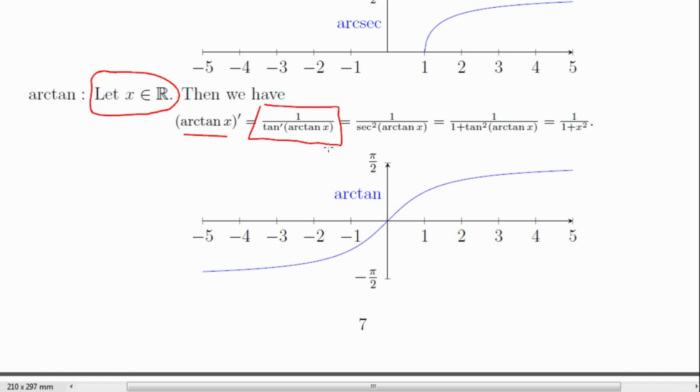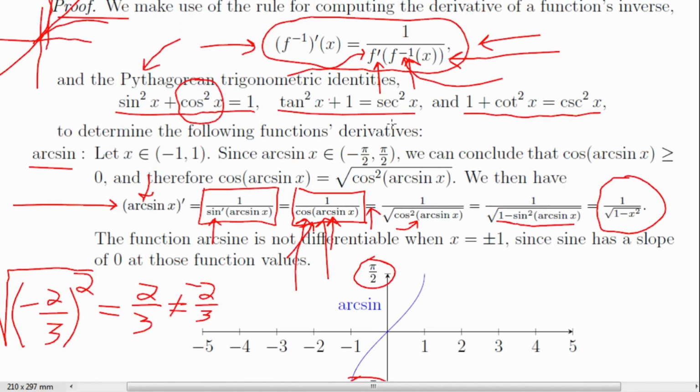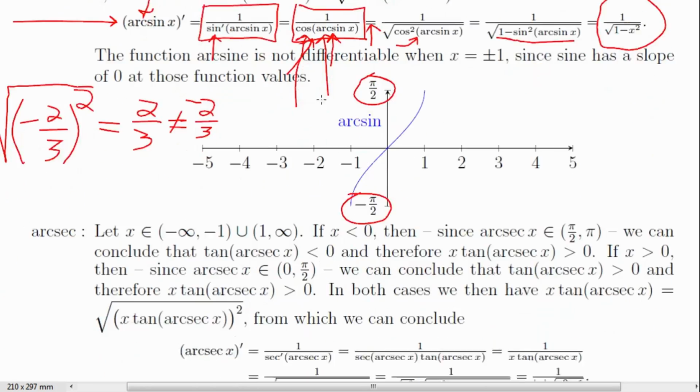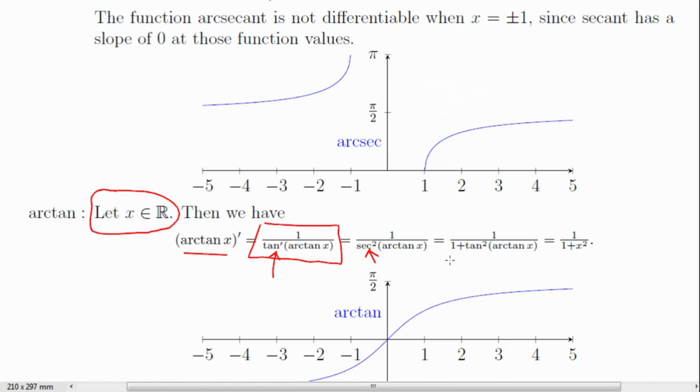We end up with tangent prime of arctangent of x. And since we do know the derivative of tangent, it's just secant squared, we can sub that in as well. And at this point, we have secant squared of something, which means we can just sub in here, in other words, tangent squared of x plus 1, which is exactly what we do. We have here then 1 plus tangent squared of arctangent of x, and since tangent of arctangent of x is just x, we end up with 1 over 1 plus x squared, and we're done with arctangent.